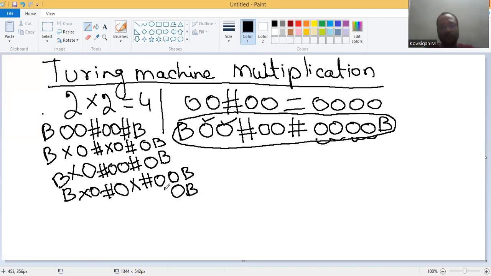This 0, 0. Again, hash will be there. Then when you are moving again to the left hand side, you will be having the x. So now the operation of copying the 0 has been completed. So this x will be again replaced as 0 and you have to move to the right hand side, that is hash function. Okay, so I will complete this process.